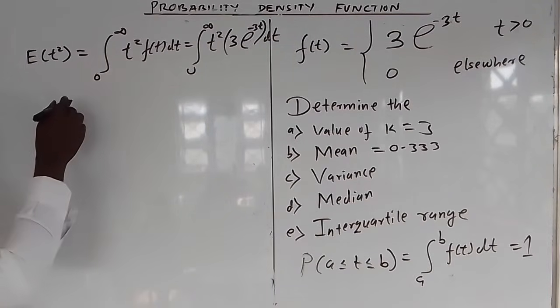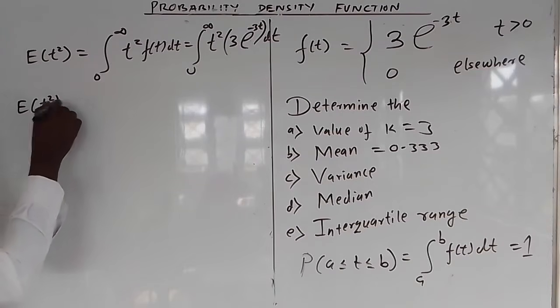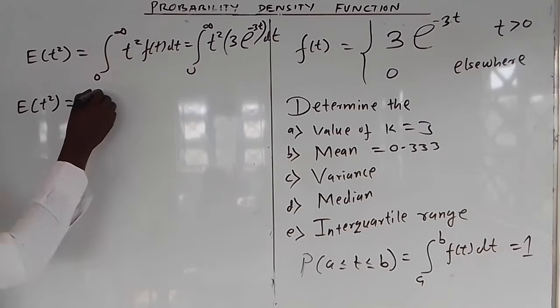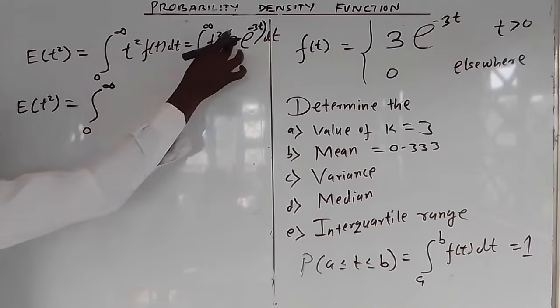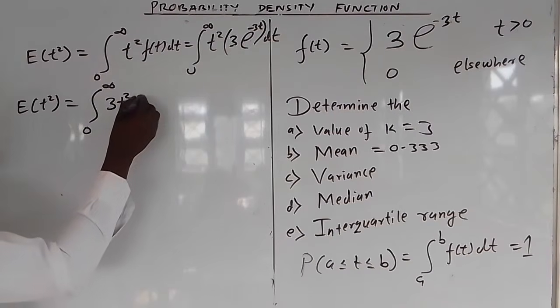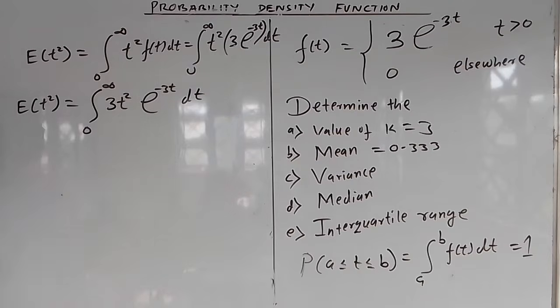So what do you have there? You take 3 outside. See, 3 is a constant. Or you can just leave it inside there to make your work easier. You are integrating from 0 to infinity, 3t squared exponential negative 3t dt. You leave it inside there to make work easier. Are we together? So this is integration by parts, isn't it?